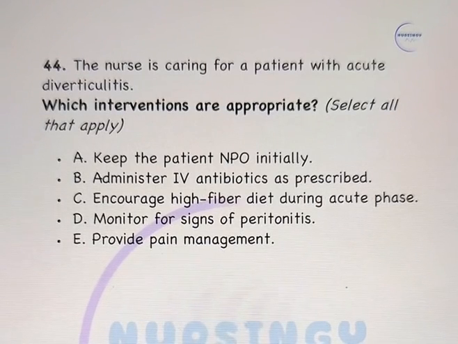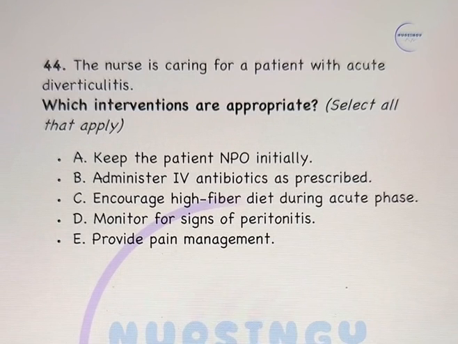So the nurse is caring for a patient with acute diverticulitis. Which interventions are appropriate? Select all that apply. Inflammation of diverticula in the colon. A. Keep the bowel at rest. Yes, again, the bowel needs rest. It can be an acute attack.